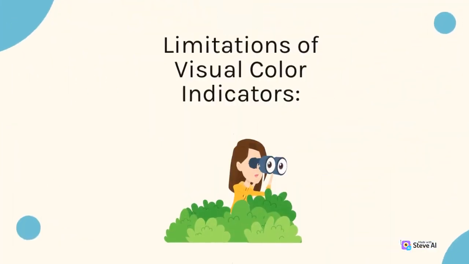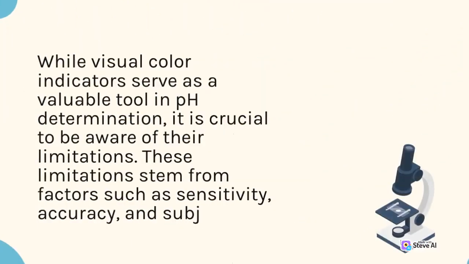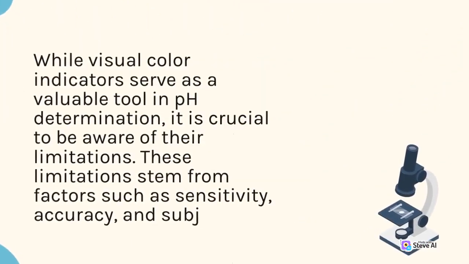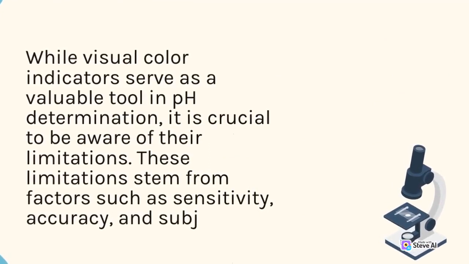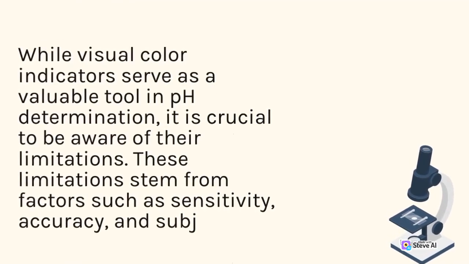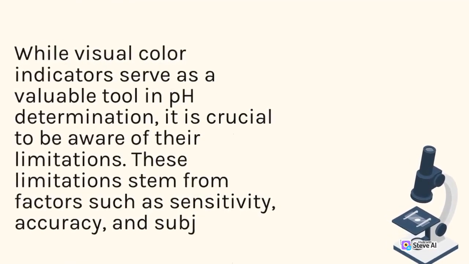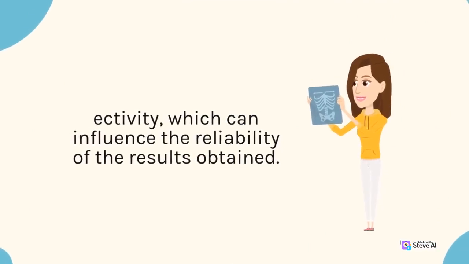Limitations of visual color indicators. While visual color indicators serve as a valuable tool in pH determination, it is crucial to be aware of their limitations. These limitations stem from factors such as sensitivity, accuracy, and subjectivity, which can influence the reliability of the results obtained.